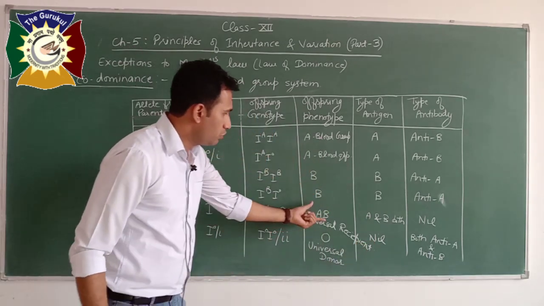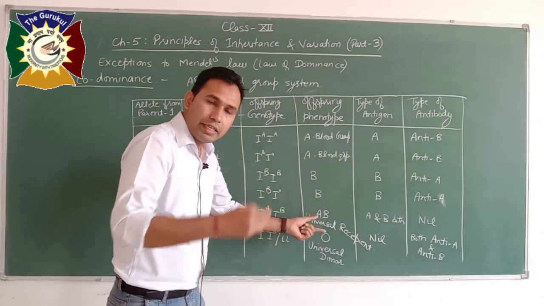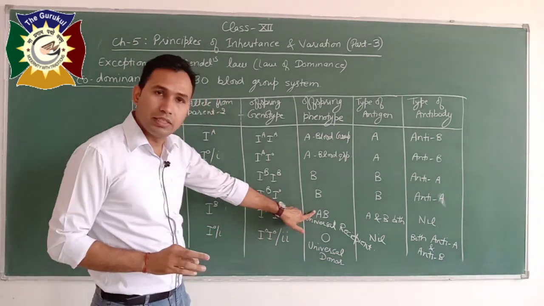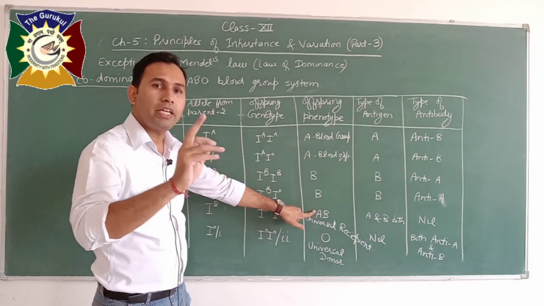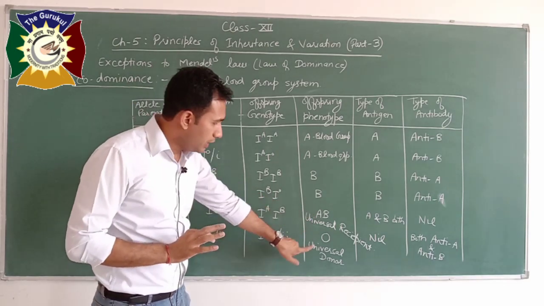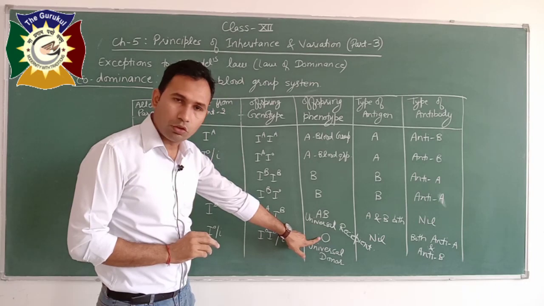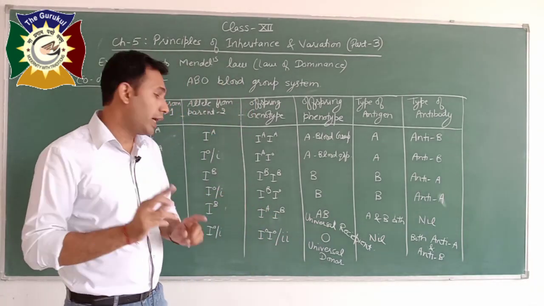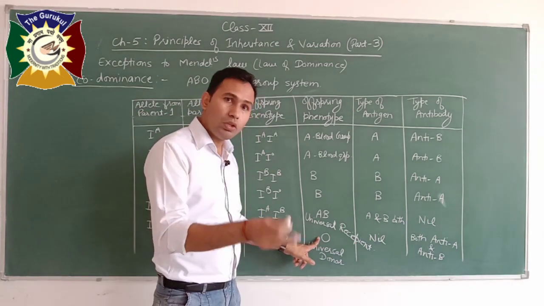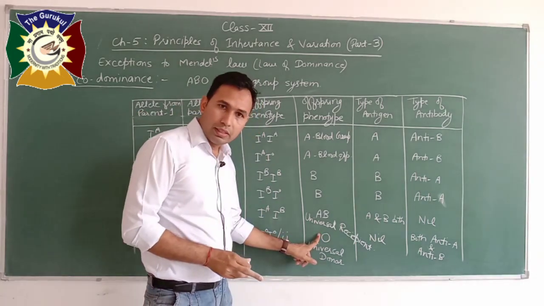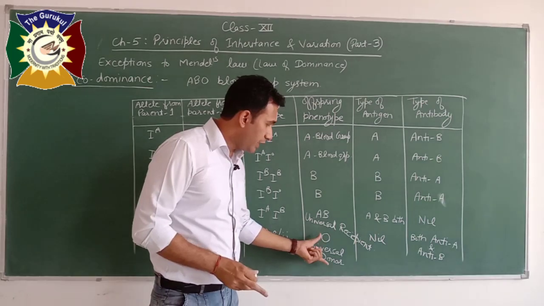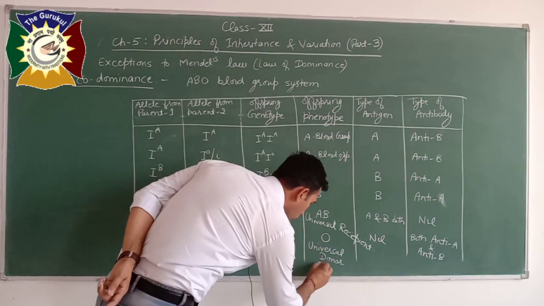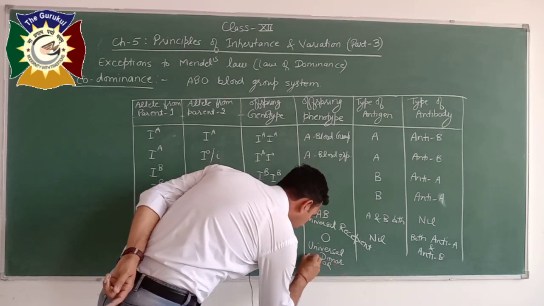So AB is universal recipient. He can take blood from any type of patient, but he can give blood only to AB blood group patients. While in case of O, that is universal donor, it can give blood to any type of patient, while it can receive blood only from O blood group. That's why it is called the universal donor, or also called a rare blood group.